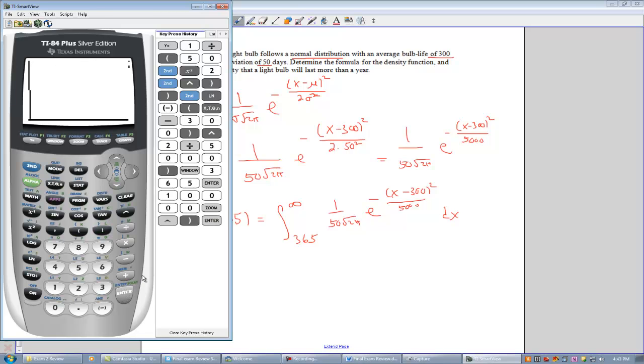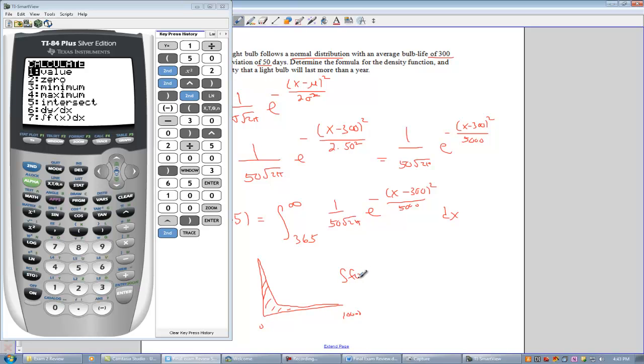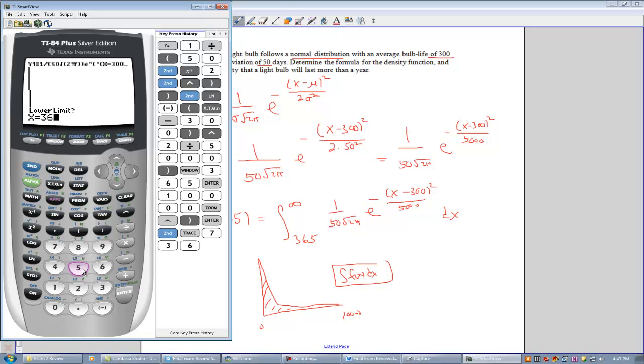If you do 10,000 days, you get a graph, and it looks like it's going almost straight down. On my graph, I'm going from 0 to like 10,000, and it's going basically straight down there. I want to find this area, so to find the area, I hit second trace and go to the integral of f of x dx. I hit number 7. The lower limit was 365, and the upper limit we're going to make 10,000. Then hit enter, and it spits the answer out there at the bottom.